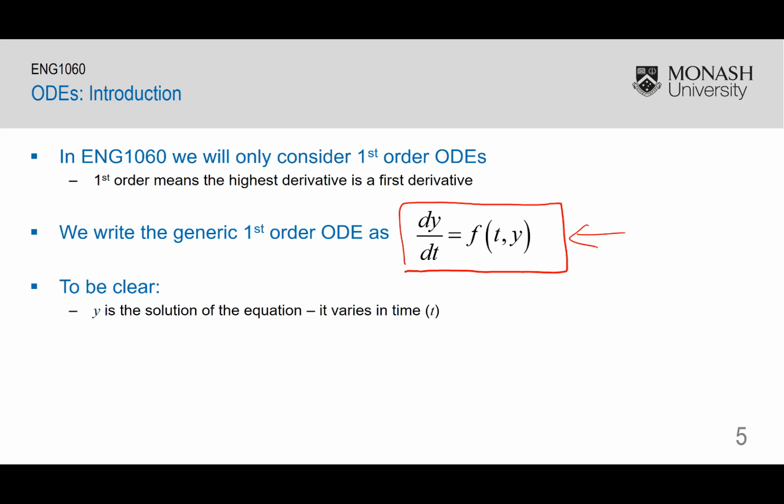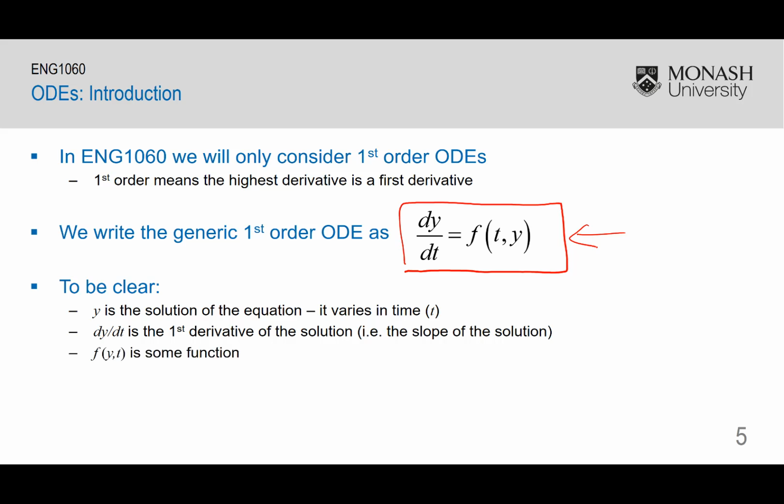So y is the solution of the equation. And we know that y varies in time because dy/dt is not equal to 0. So y is a function of time, but it's the solution that we're looking for. dy/dt is the first derivative of the solution, i.e. it's the slope of the solution with respect to time. That's what the left-hand side of this equation is.